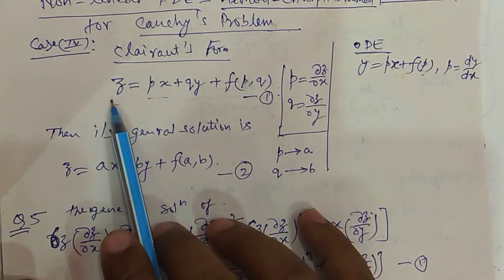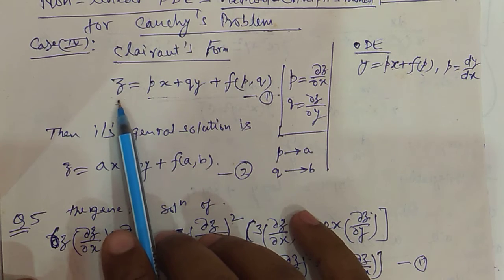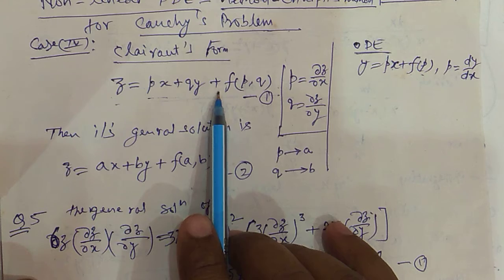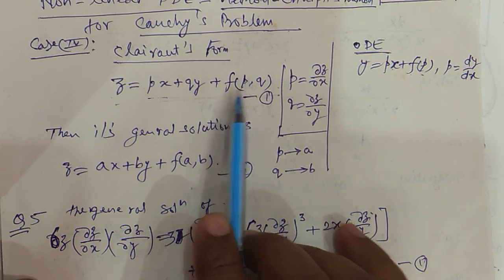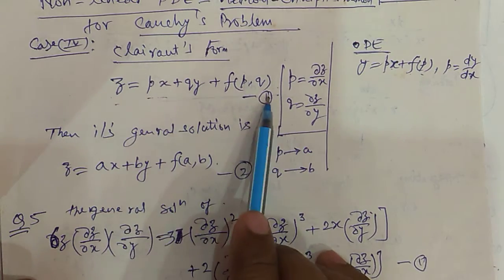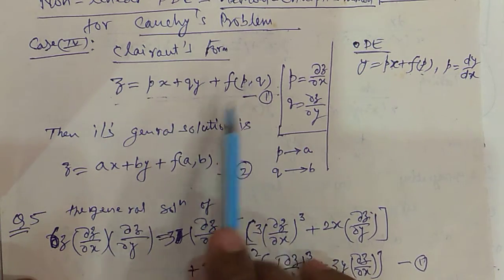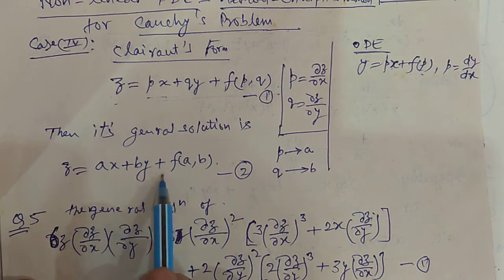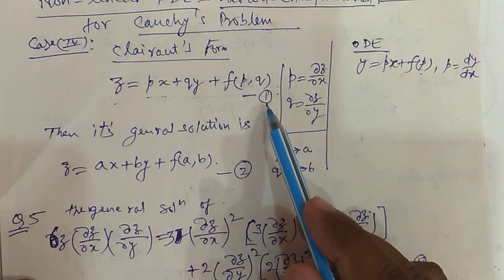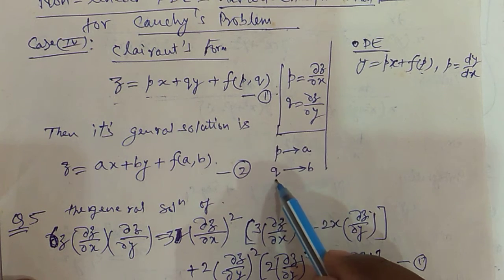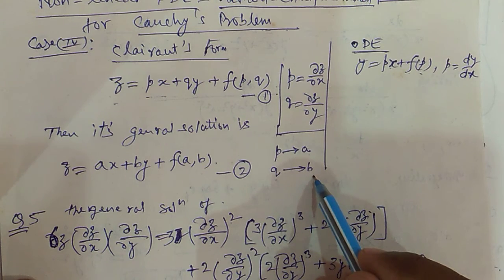In Clairaut's form, we can write the partial differential equation in the form z equal to px plus qy plus f of (p, q). If a partial differential equation can be written in this form, then it is said to be in Clairaut's form, and its general solution becomes z equal to ax plus by plus f(a, b). That is, in that partial differential equation we can replace small p by small a and small q by small b, where a and b are constants.